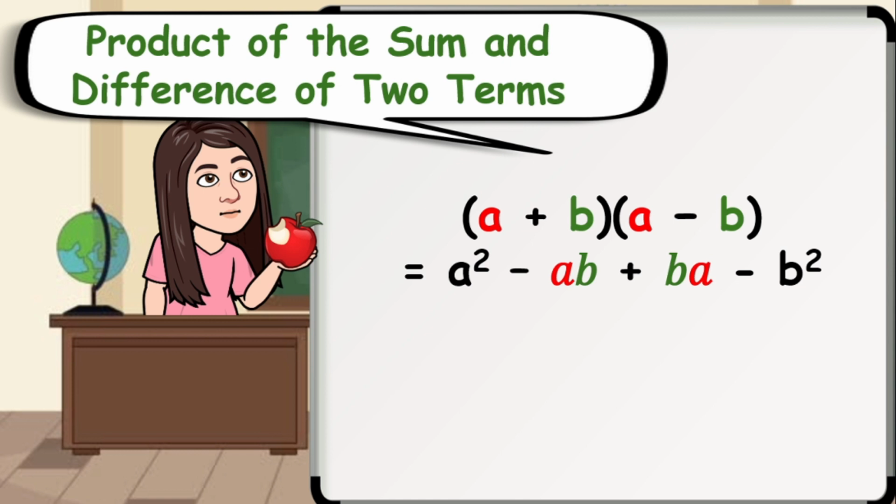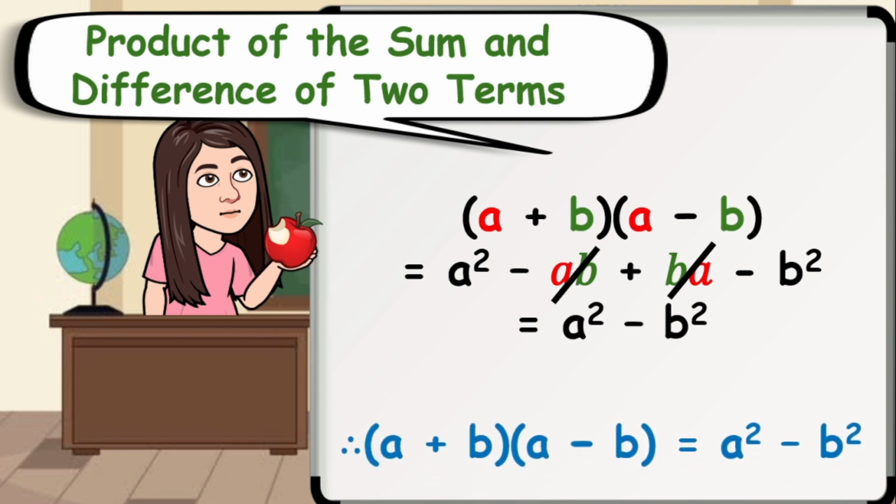Combining the like terms, negative ab plus ba, we have 0. So therefore we cancel it. So we have now a squared minus b squared. Therefore, the quantity of a plus b times the quantity of a minus b is equal to a squared minus b squared. It is stated that the product of the sum and difference of two binomials with the same terms and opposite signs is equal to the square of the first term minus the square of the second term.